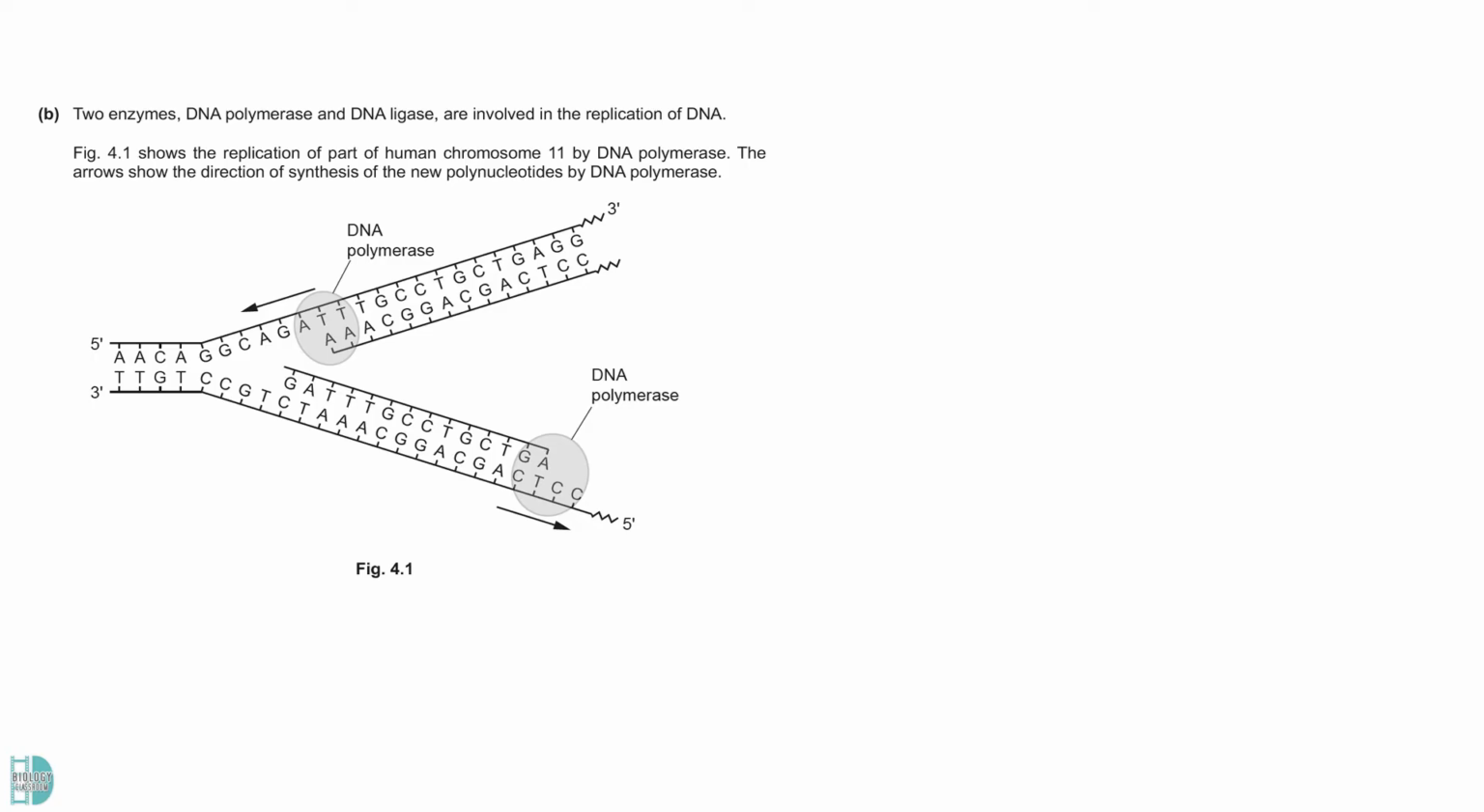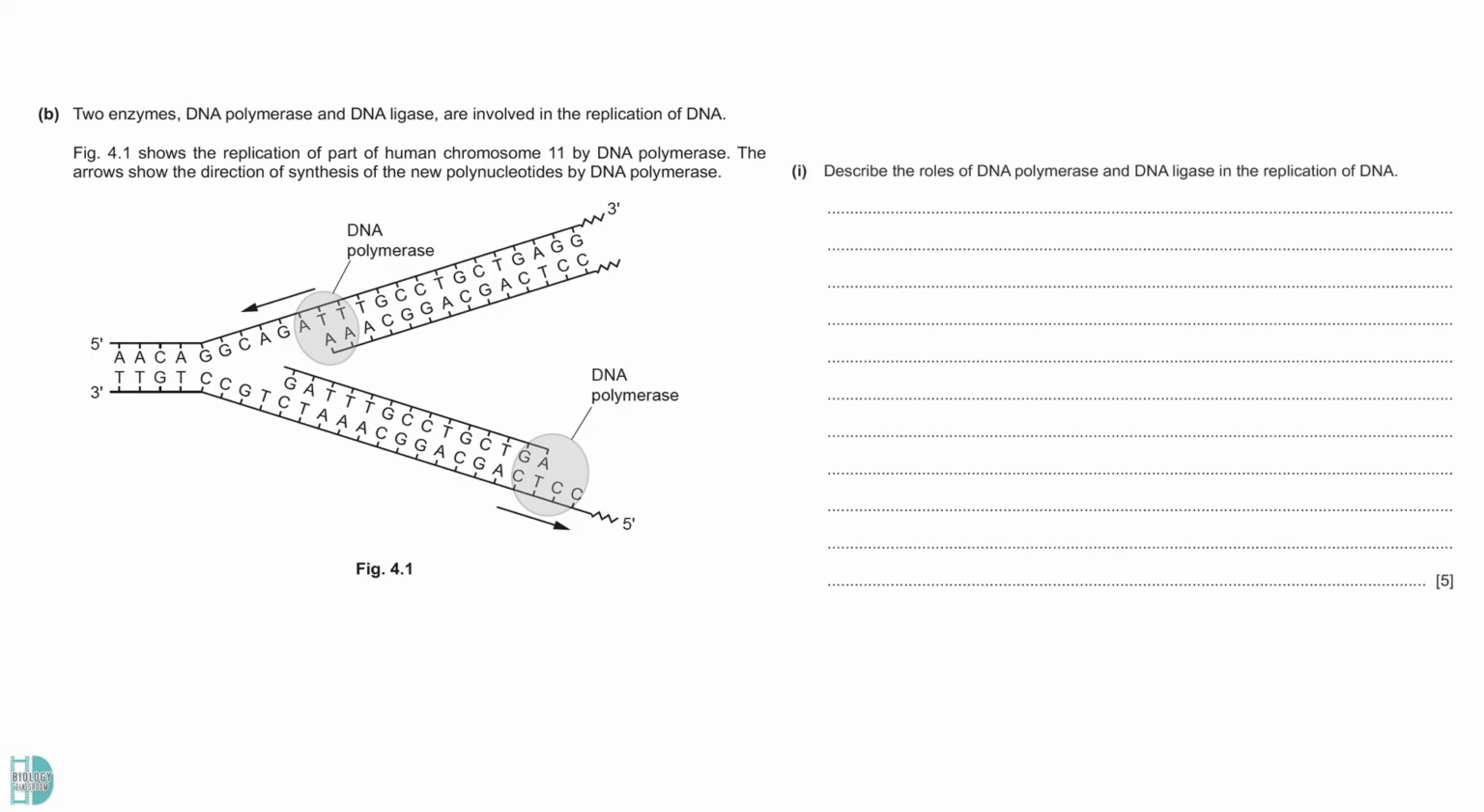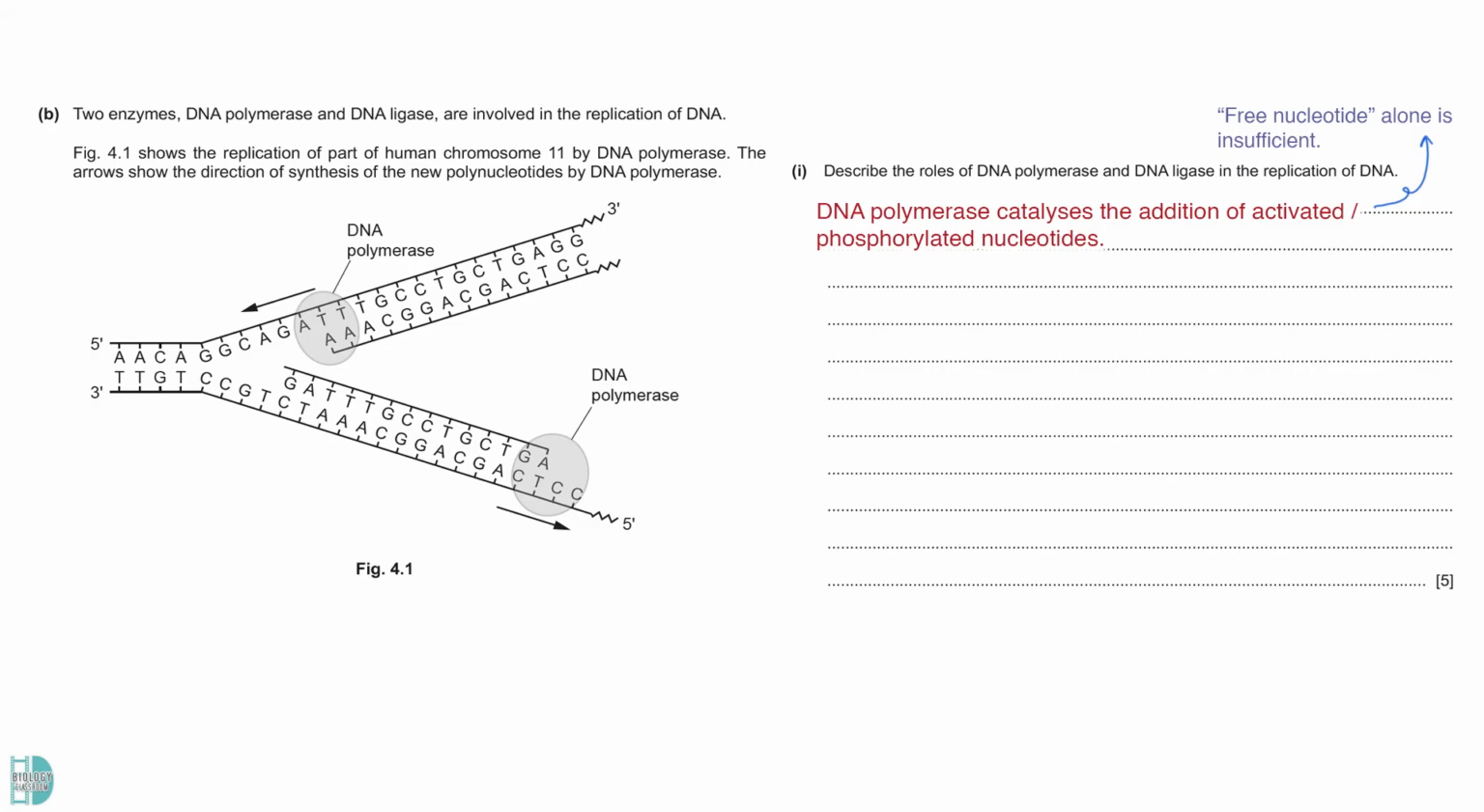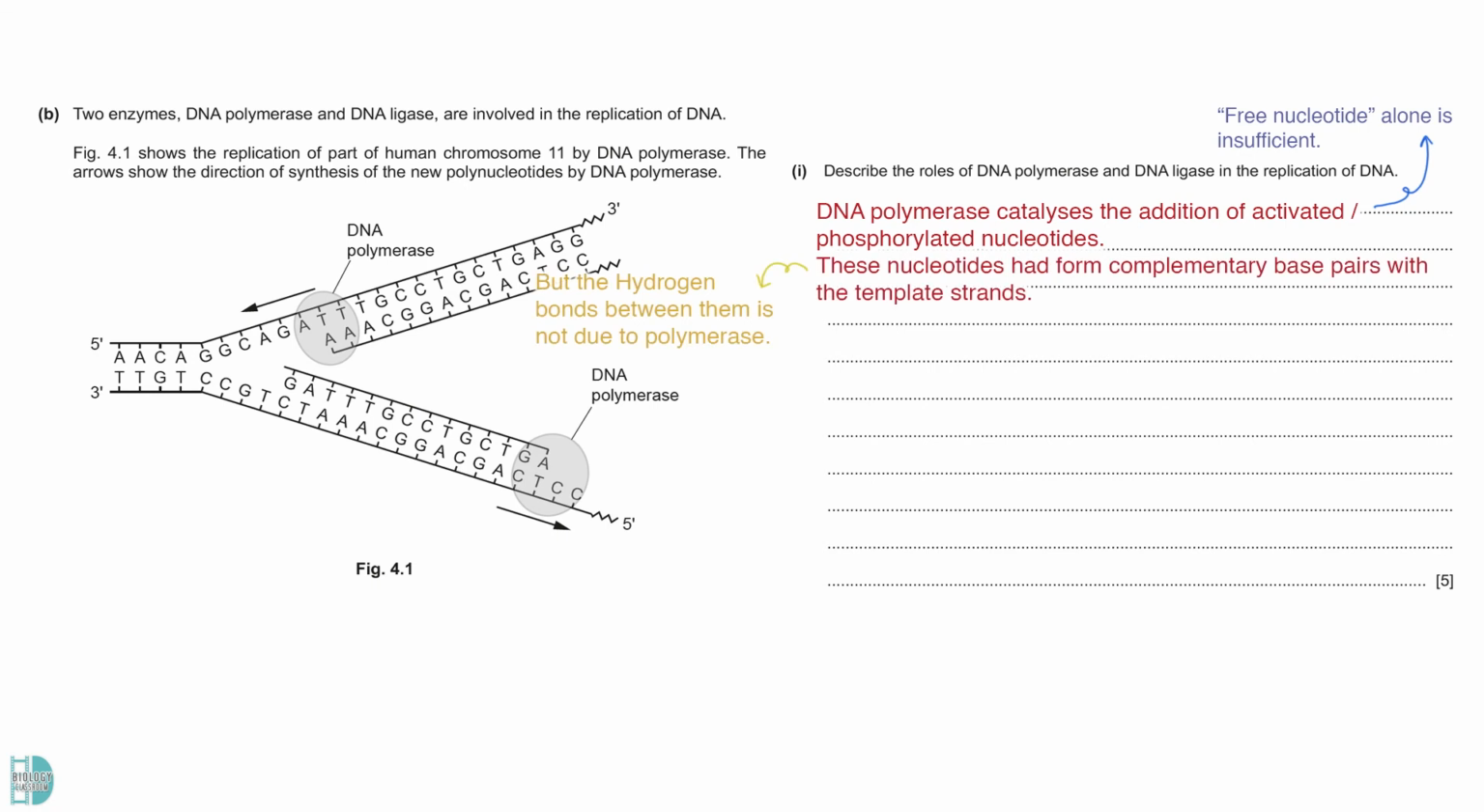B shows a diagram of DNA replication. 1. Describe the roles of DNA polymerase and DNA ligase in the replication of DNA. DNA polymerase catalyzes the addition of activated or phosphorylated nucleotides. You will not get this mark if you do not use the word activated or phosphorylated. These nucleotides have formed complementary base pairs with the template strands. Note that the hydrogen bonds between the complementary bases form without the help of DNA polymerase.